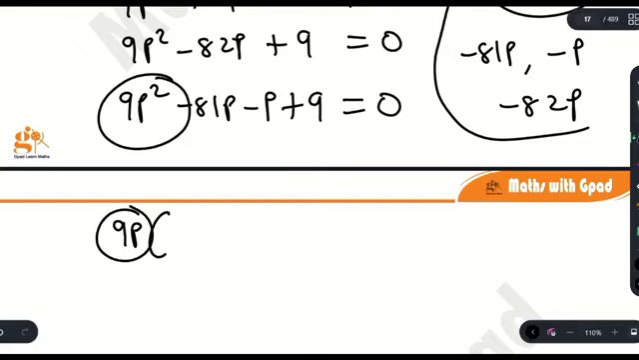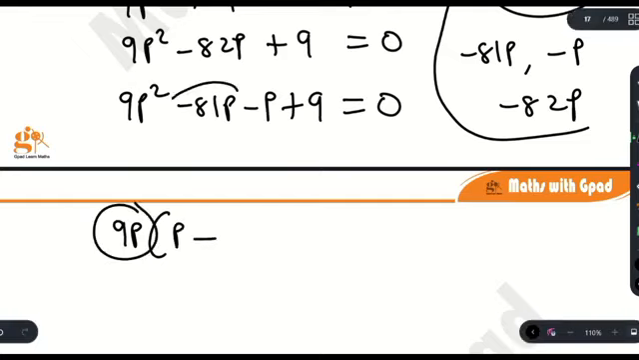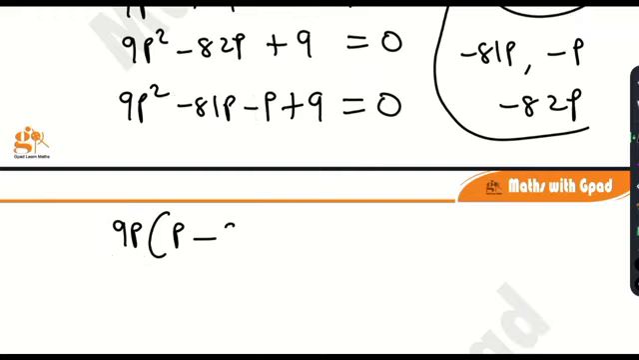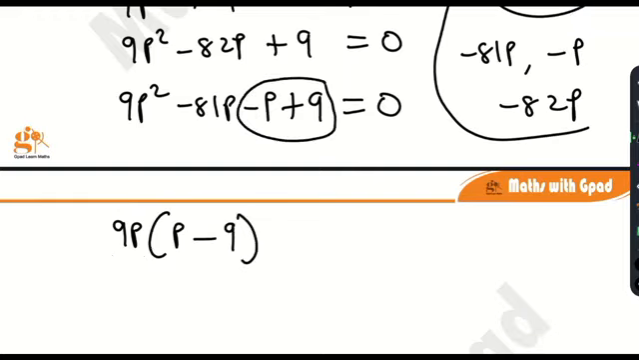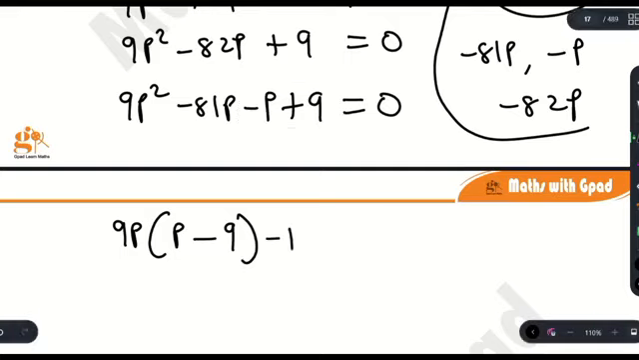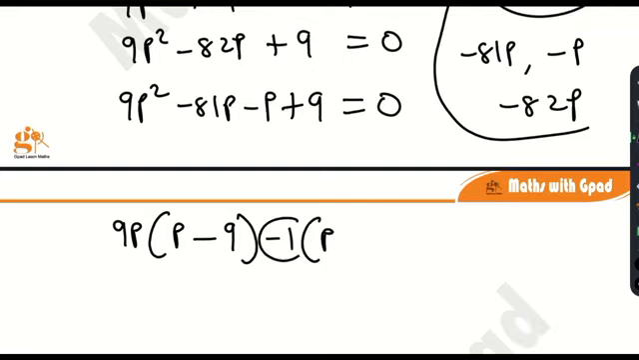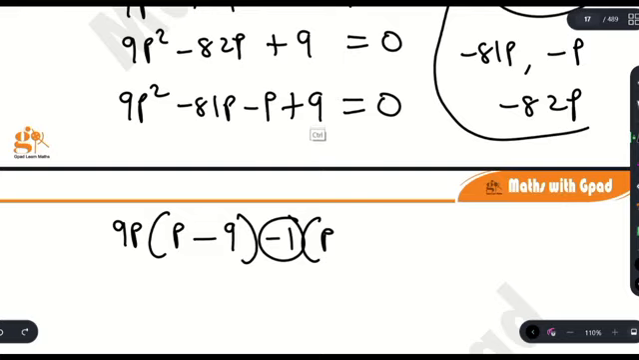9p goes into 9p squared. You are just going to have p and minus 9p goes into negative 81p. You have negative what? 9. So negative 9. Okay, and let's look at these last two terms. What is common? You might say nothing is common, but negative 1 is common, or let's say 1, but we're going to change plus to minus. So when you open this bracket, negative 1 into negative p will give you what? P. Yeah. And negative 1 into plus 9 will give you what?